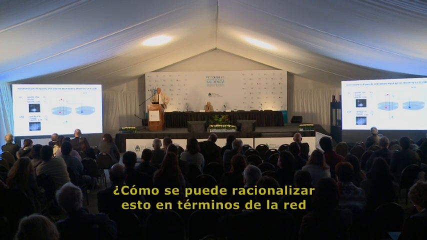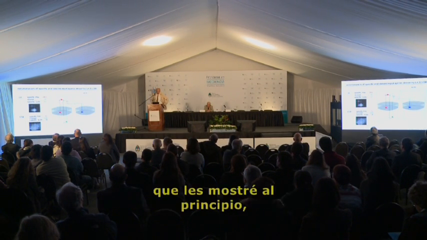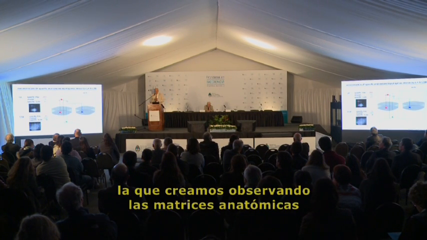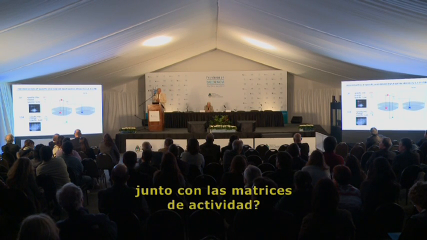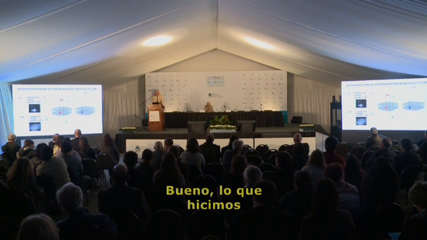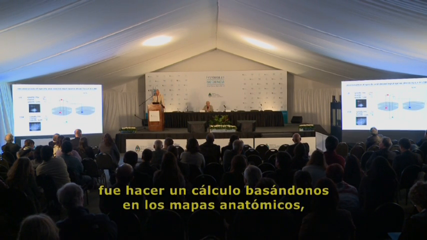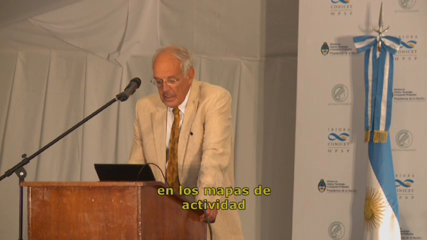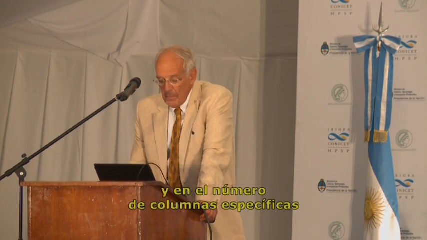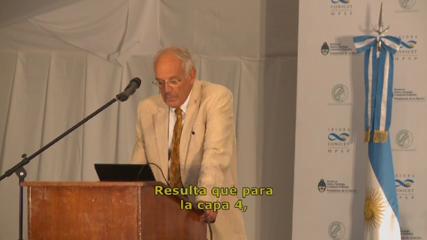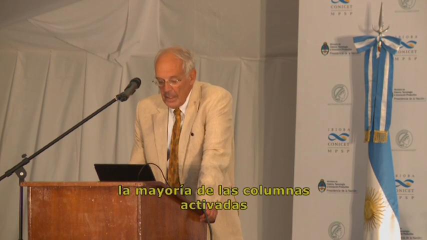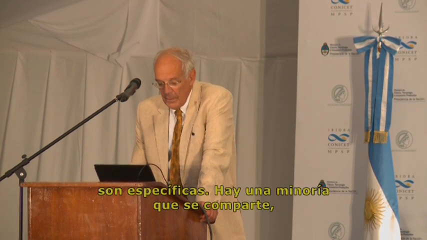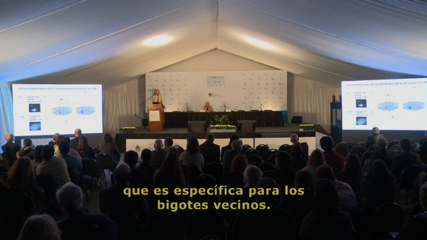Now, how can we rationalize this in terms of the network that I showed you in the beginning, that we created by looking at anatomical matrices convolved with activity matrices? What we have done is calculate, on the basis of the anatomical maps and of the activity maps, the number of specific principal whisker spines. It turns out that for layer 4, most of the spines turned on are specific. There's a minority of shared and a smaller minority specific for the surround whisker.